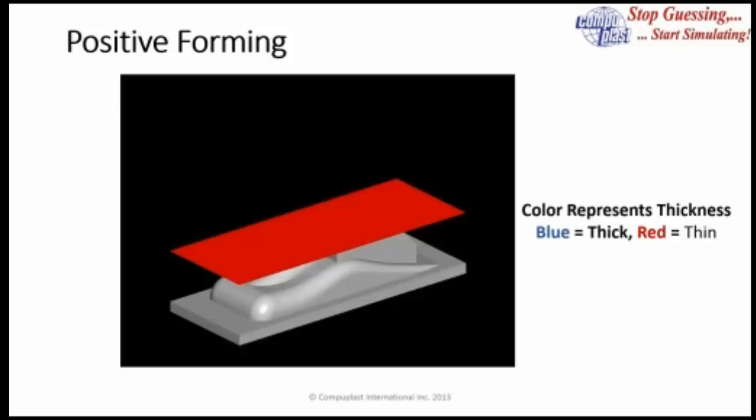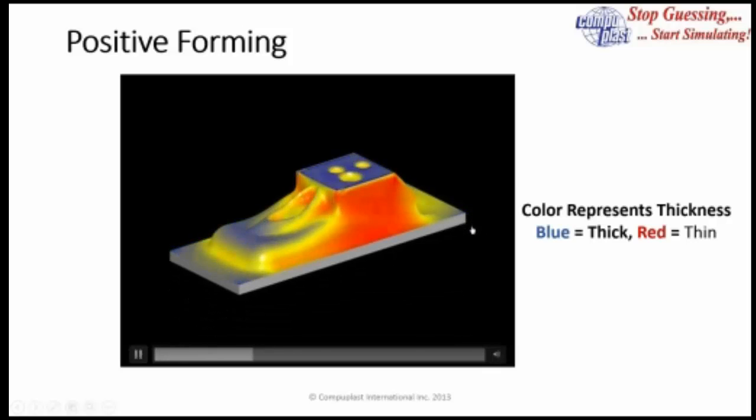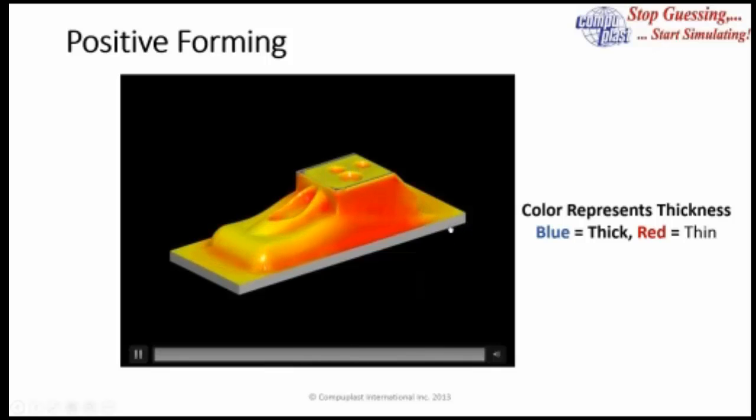So here's an example of what we call positive forming. The tool here is below the sheet, and in this video, the colors represent thickness. So you can see the sheet starts out as a uniform thick sheet, and then as the forming takes place, the tool comes up through the sheet. You can see the colors start to change.